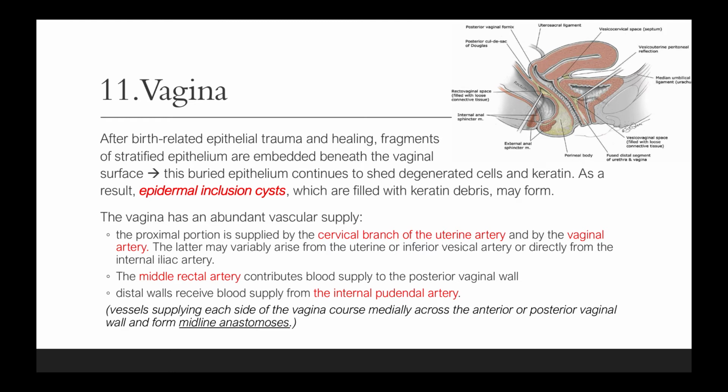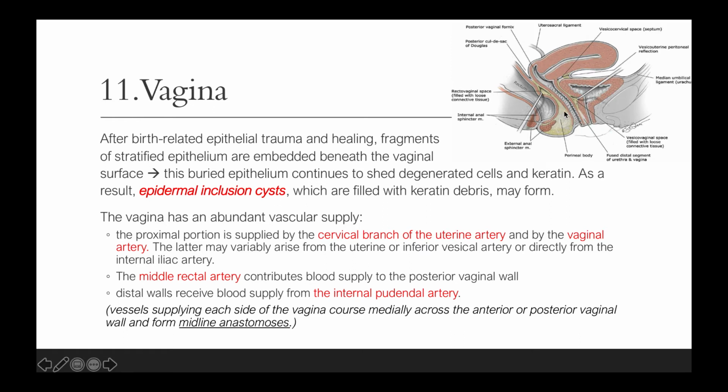Now, the vagina has an abundant vascular supply. The proximal portion is supplied by the cervical branch of the uterine artery and by the vaginal artery. The latter may variably arise from the uterine or inferior vesical artery or directly from the internal iliac artery. The middle rectal artery contributes blood supply to the posterior vaginal wall. Okay, so the distal walls also receive blood supply from the internal pudendal artery.